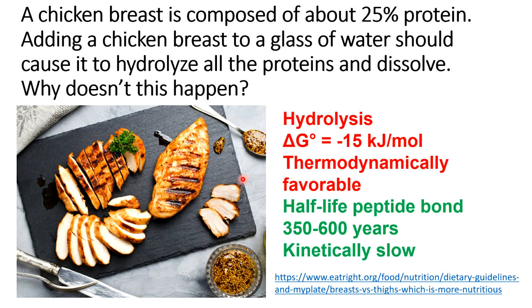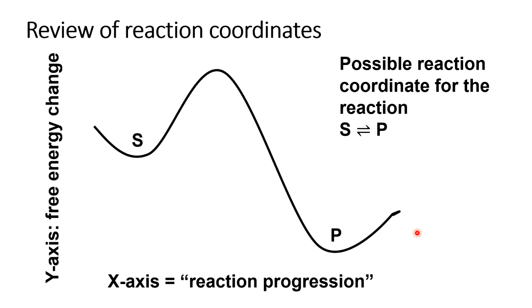The chicken would be gone for many other reasons, mostly, for instance, microbial degradation or rotting, before it degrades because of hydrolysis. All right. So to understand this concept of thermodynamics versus kinetics, we need to review reaction coordinates. You probably have seen these in general chemistry and organic chemistry.